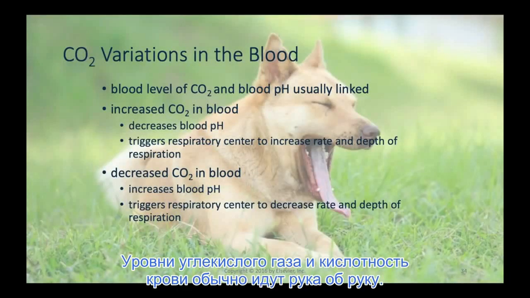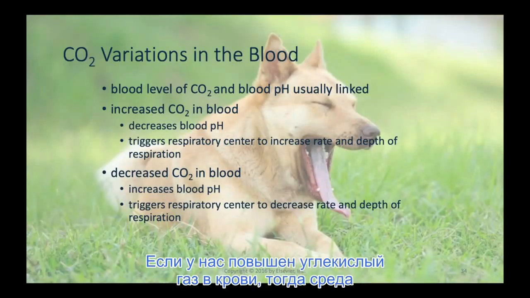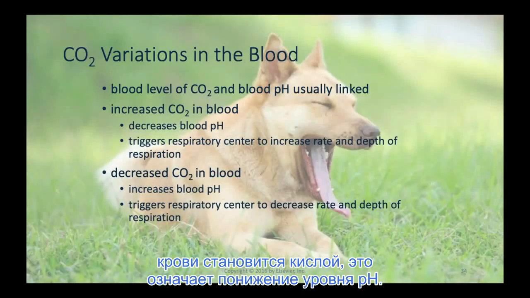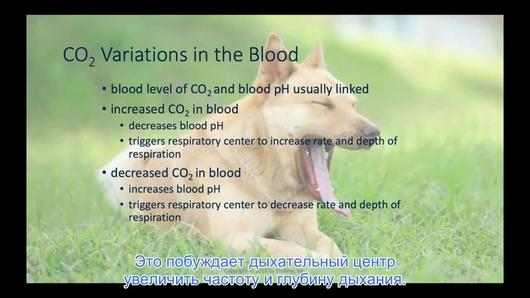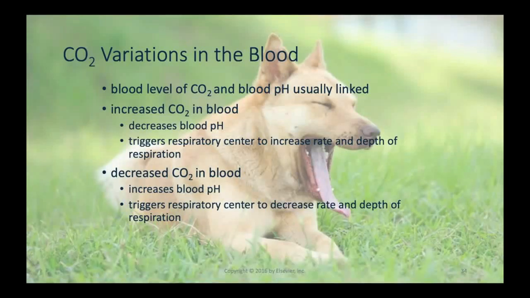CO2 blood levels and pH typically go hand in hand. So if we have an increase in carbon dioxide in the blood, then typically we start to get an acidic environment in the blood. That means a decrease in pH. This will trigger the respiratory center to increase the rate and depth of respiration.